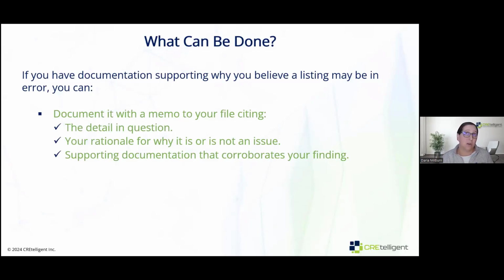So if you have supporting documentation, you can document it with a memo to your file and cite the detail that's in question, your rationale for why it is or is not an issue, and some supporting documentation that corroborates your finding. And if you're a lender, remember that the OCC, FDIC, and NCUA all have very clear expectations around review and analysis of the environmental data that you're obtaining to review your properties.